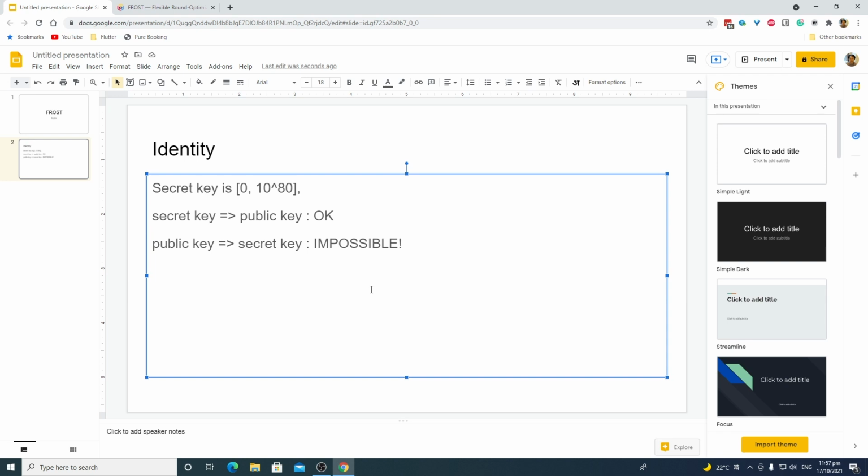If somebody else goes and says, no, it's mine, it's my public key, you can always say, okay, I challenge you. If it's really yours, prove it to me by showing the secret key. So here your identity is your public key. So you can pass this around.